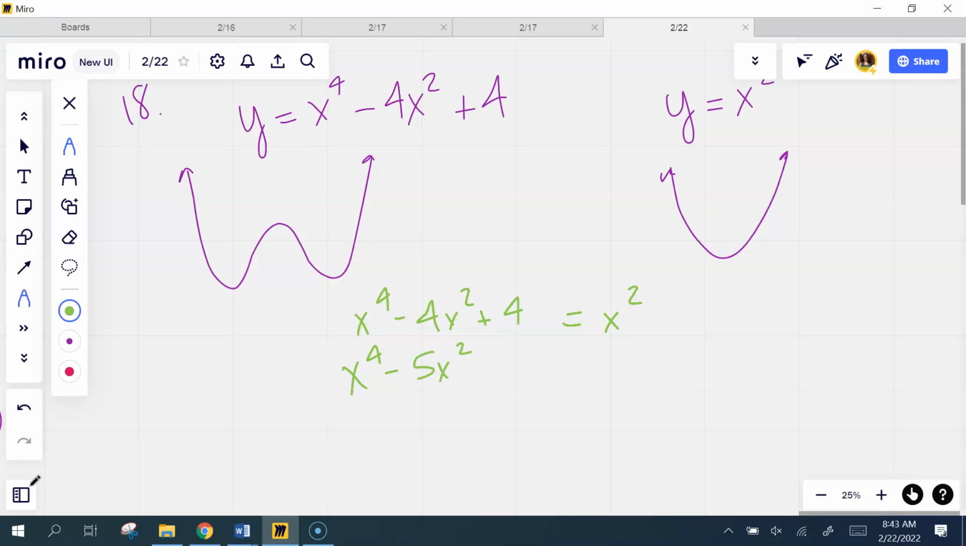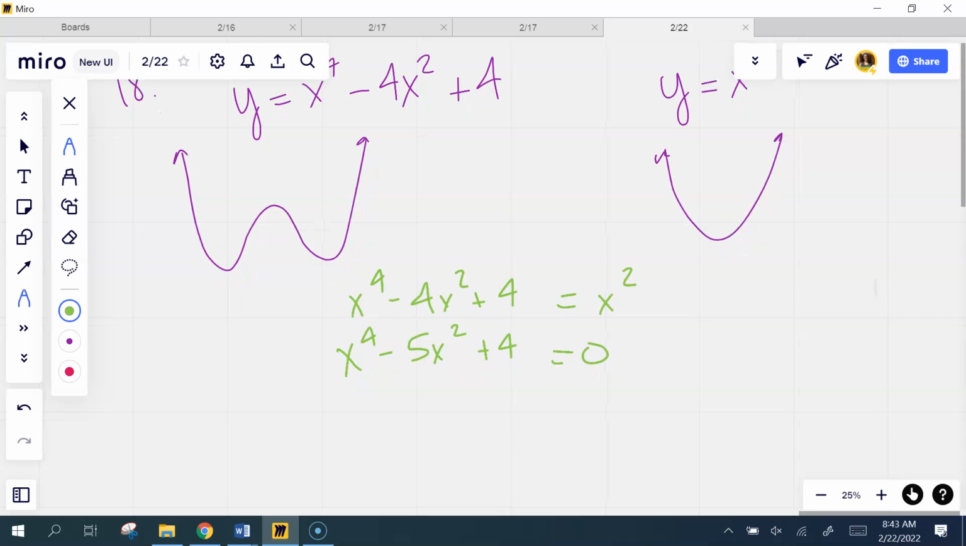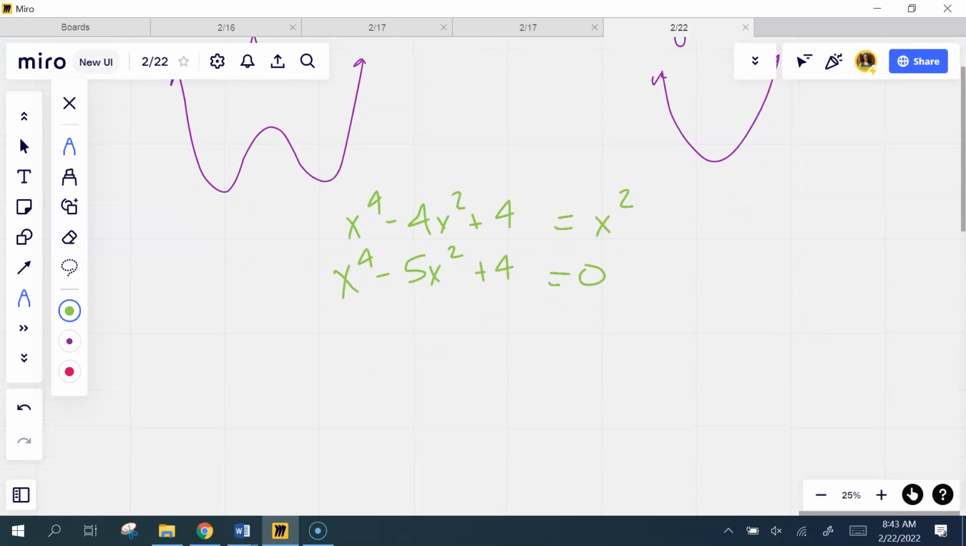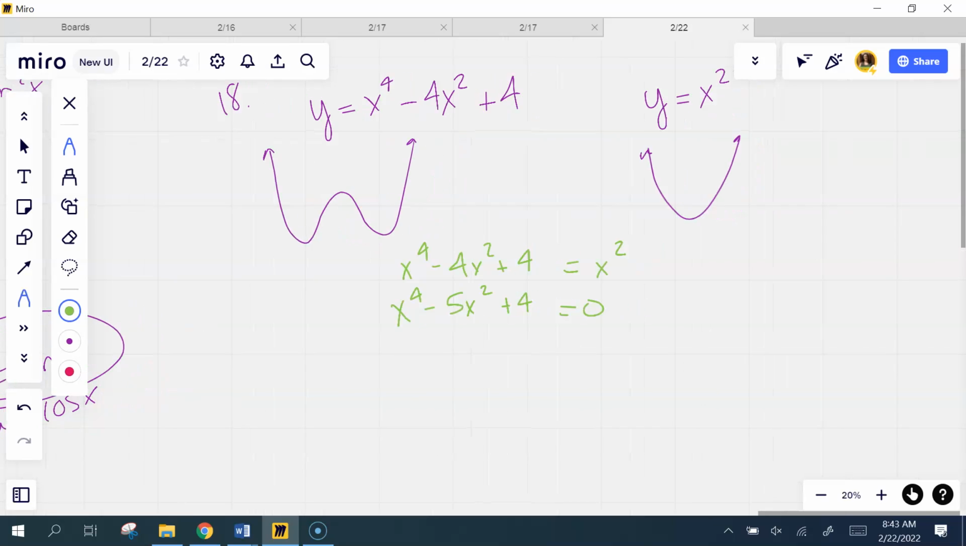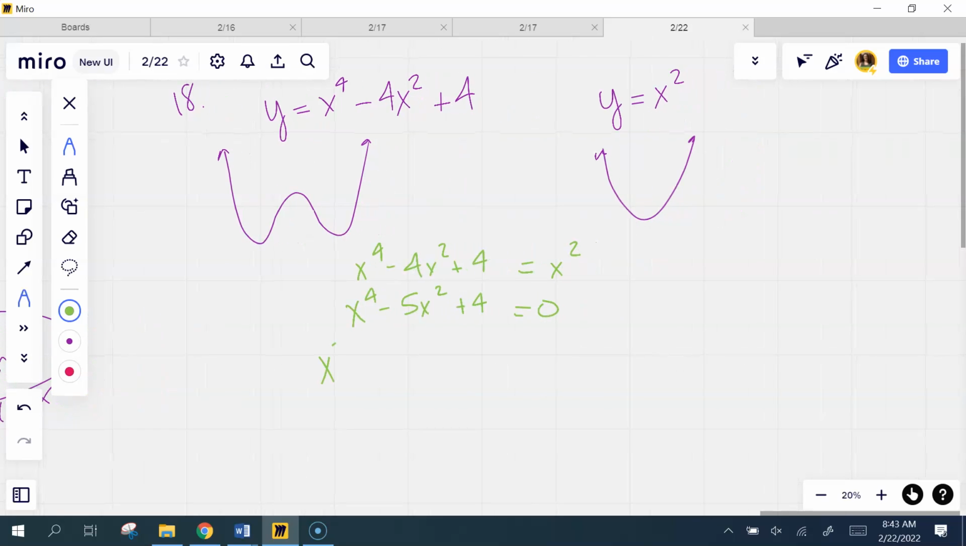This is a quadratic form, which means what? I can factor it the same way I would a quadratic, right? x squared minus 4, x squared minus 1. Agree or disagree?